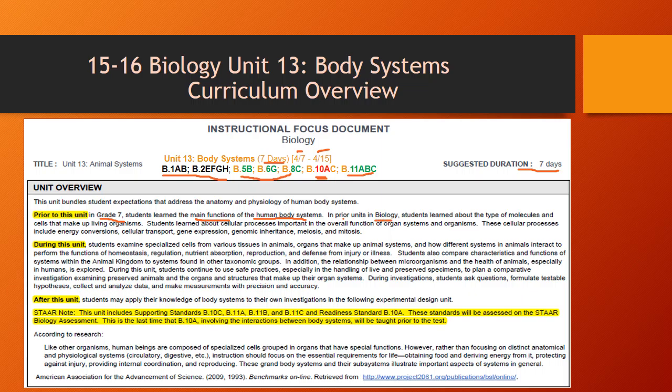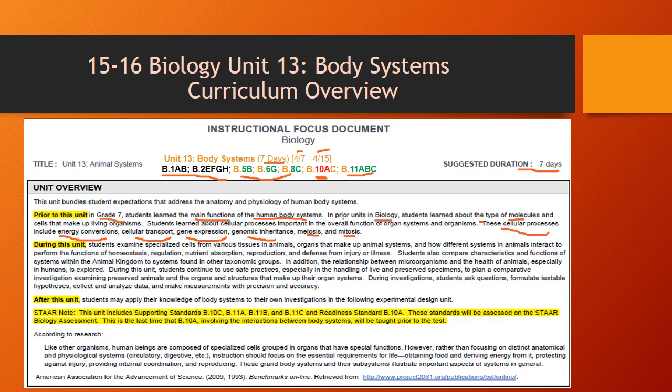Prior to the units in biology, students learned about the different types of molecules and the cells that make up living organisms. So they went through the whole hierarchy of an organism, all the way from a molecule up to now, where we're on the organ systems that make up the organism. We've covered several cellular processes, including energy conversions, cellular transport, gene expression, genomic inheritance, meiosis, and mitosis. All of these processes are relevant to understanding how body systems function.